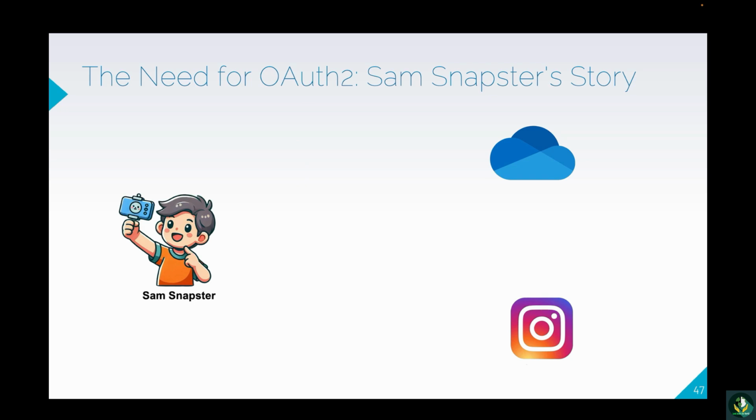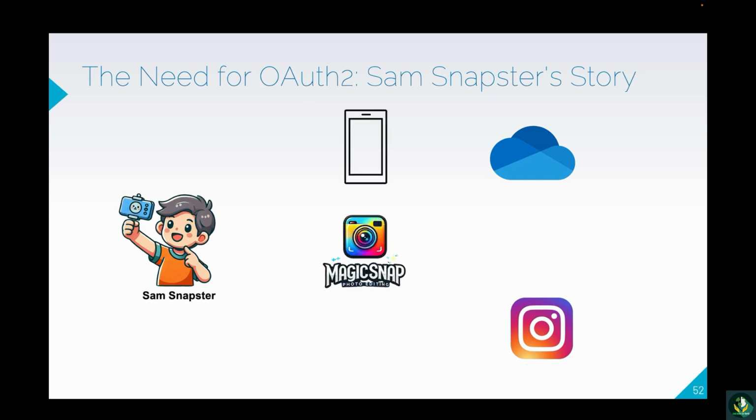But here's the problem. Because his photos are on OneDrive, Sam does not want to go through the hassle of downloading them to his phone and then uploading them to his application. He wants an easier and better way so that Magic Snap can access his photos directly from OneDrive for editing. However, when the application tries to do this, OneDrive rejects the request saying it's unauthorized.